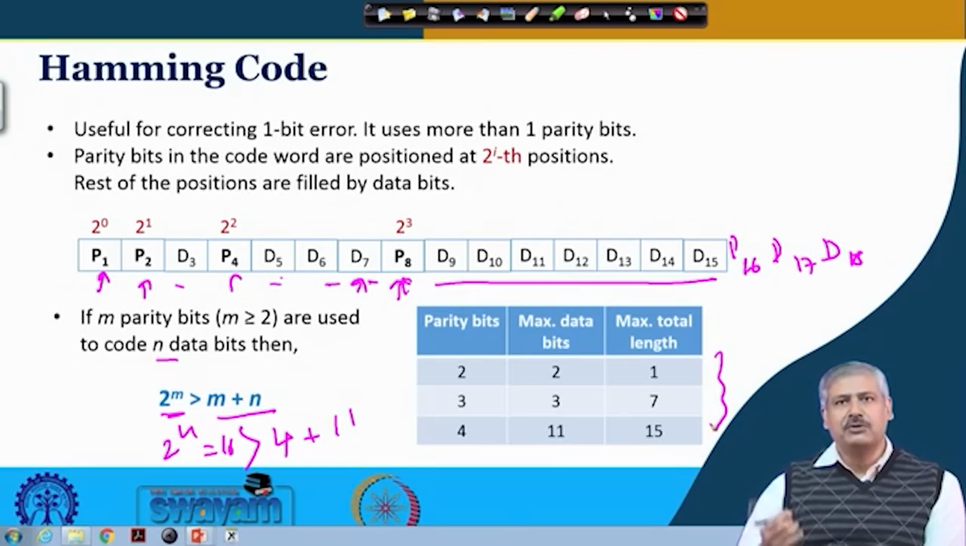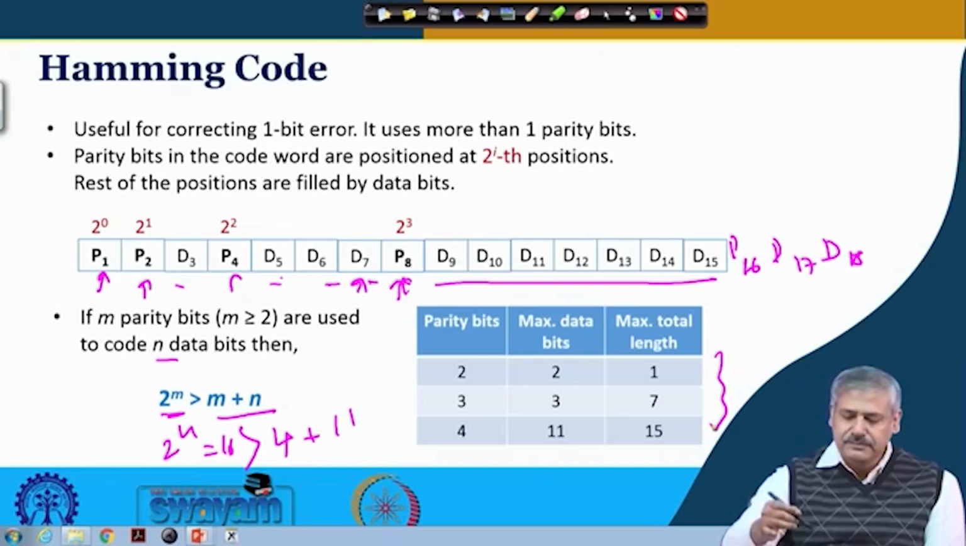Is it clear how we are introducing the parity bits in the Hamming code word? Fine.